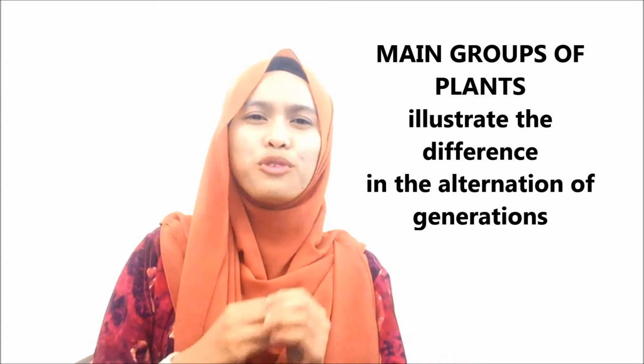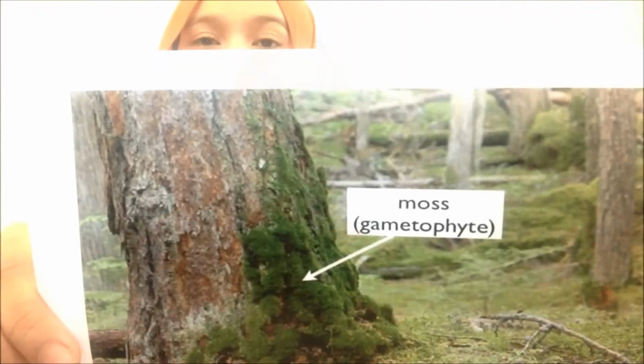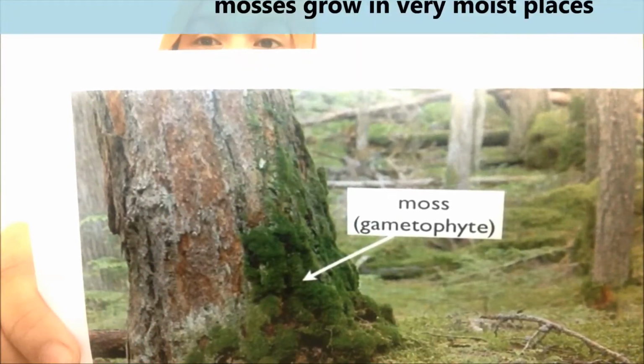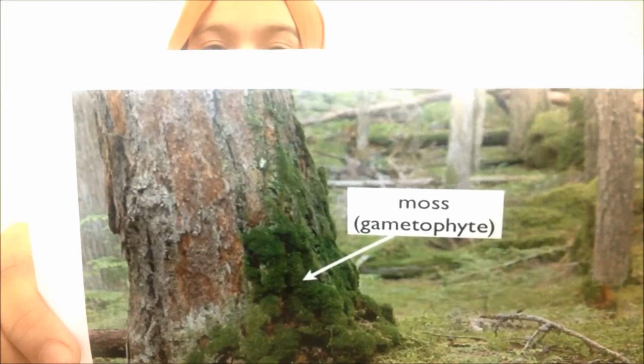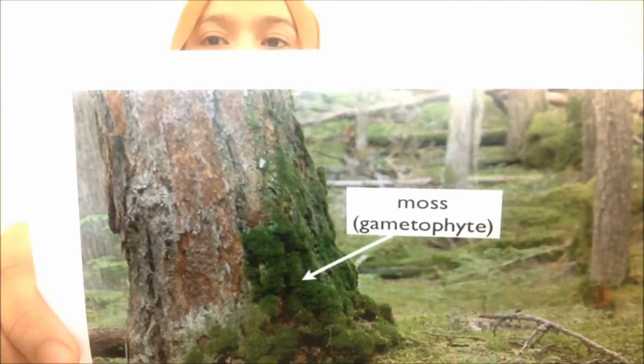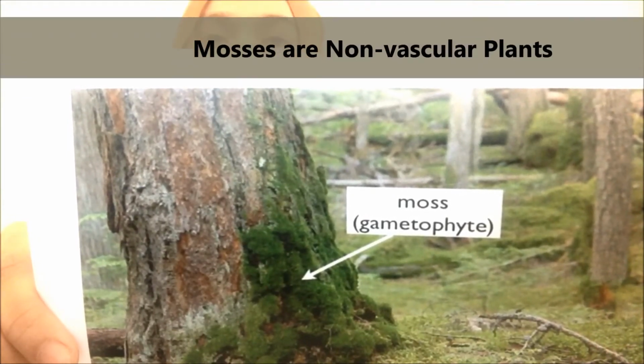Next, we're going to talk about a few main groups of plants that will illustrate the difference in the alternation of generations story, which is really what this video is about. We're going to start with the mosses. Mosses are in a group called bryophytes. Mosses grow in very moist places in the forest. They need a lot of water because mosses are non-vascular plants.